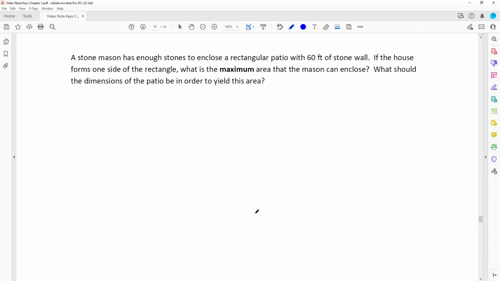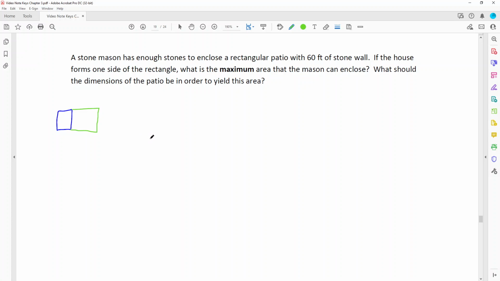So a stonemason has enough stones to enclose a rectangular patio with a 60-foot wall. Seems familiar. But this time, the house forms one side of the rectangle. What is the maximum area that a mason can enclose, and what should the dimensions of the patio be in order to yield this area? So the biggest difference here is that we have a house on one side. So our stone fence, or wall, only has to go on 3 sides.